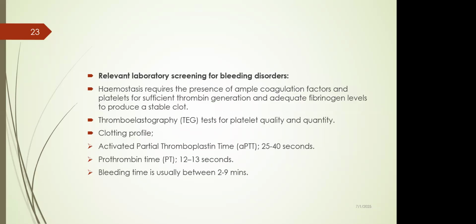A very good investigation that can be done is thromboelastography, which tells the quality and the quantity of platelets. Another one is clotting profile, like the APTT, with a time reference, depending on the lab you're using, 25 to 40 seconds. Prothrombin time too can be done, and then bleeding time for 2 to 9 minutes.